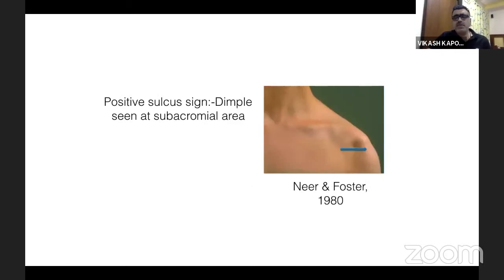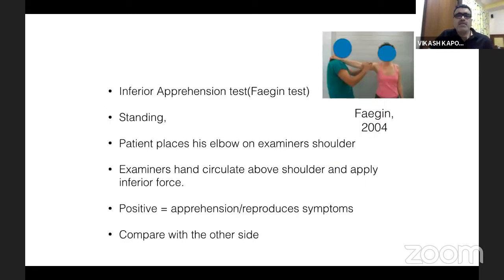Sulcus sign, this is a very old photograph we have seen in all the textbooks. This is in cases of recurrent dislocation of the shoulder or acute dislocation, rarely seen in these times. The inferior apprehension test is done standing. The patient places his elbow on the examiner's shoulder, the examiner's hand circles above the shoulder and applies the inferior force. If it is positive, there is apprehension and it reproduces symptoms.